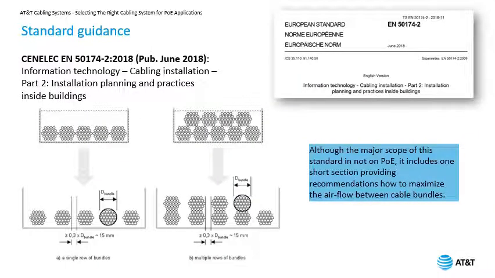In addition, there is CENELEC EN 50174-2, published in June 2018. Actually, this standard is not related to PoE because it is talking about cabling installation, part 2, installation planning and practices inside buildings. But it gives recommendations on how to maximize the airflow between the cable bundles. Actually, this one is very useful when we are going to have PoE applications.